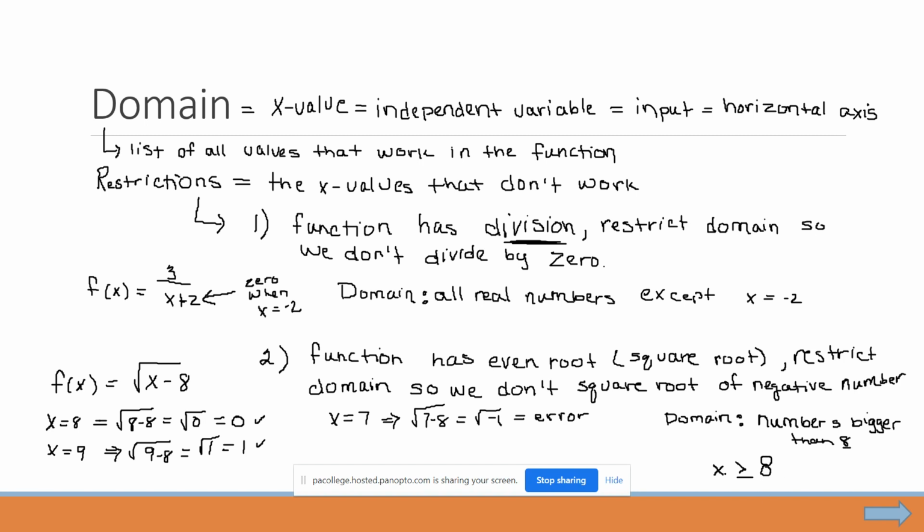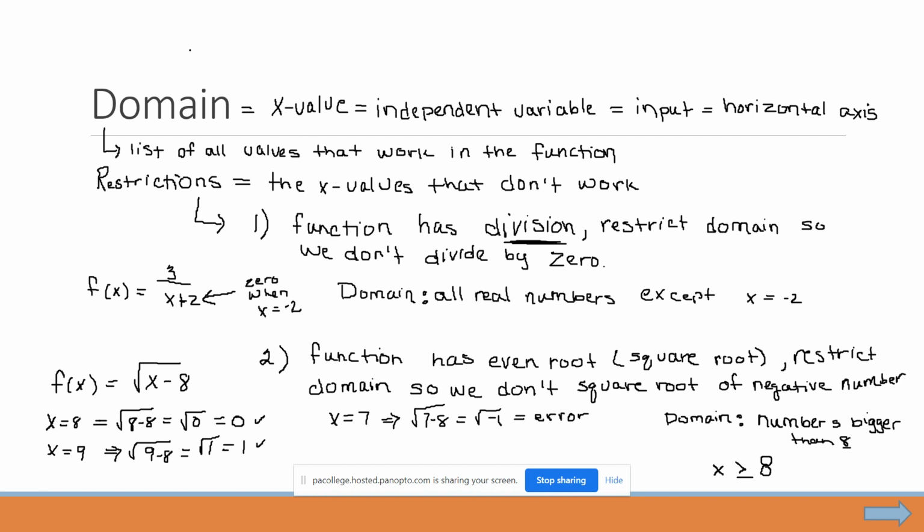So when we're looking at domain, it is another word for the x value. And the math that we do with domain is look at the restrictions, because we want to know when this problem is going to work. And for most of the functions out there, the domain would be all real numbers. So let me show you an example like that, and then we'll end this video.